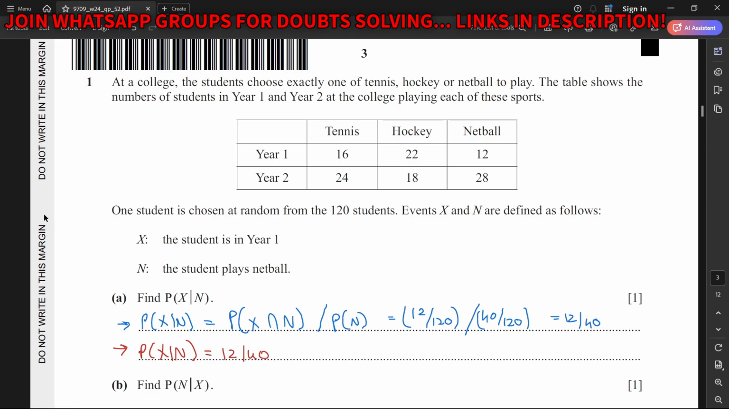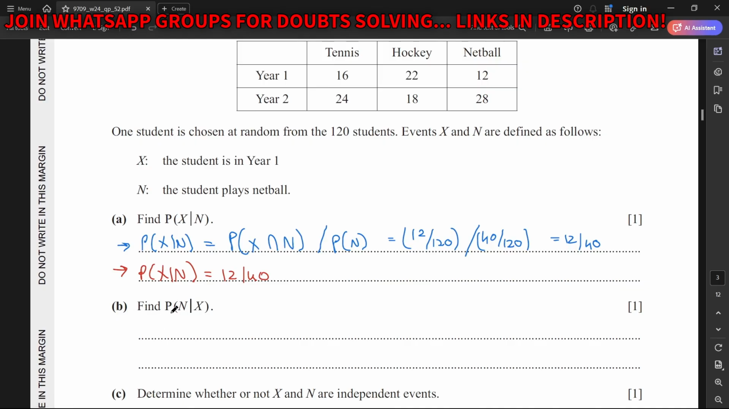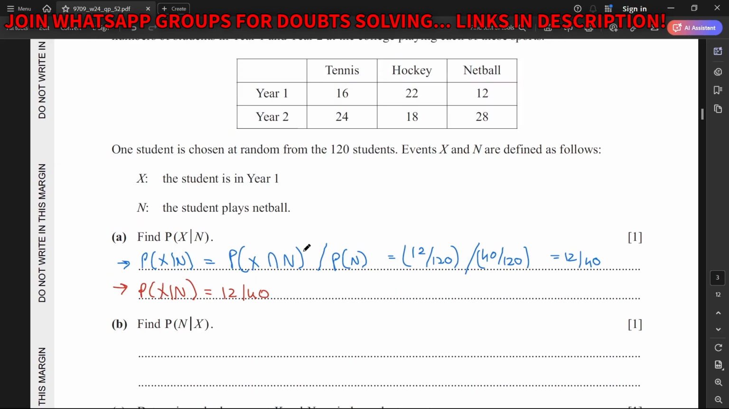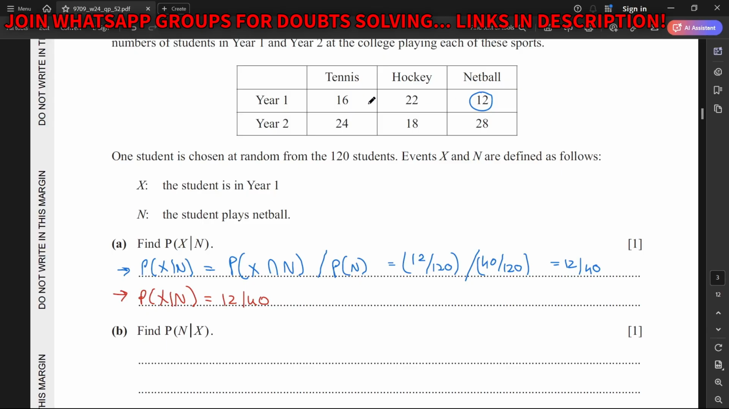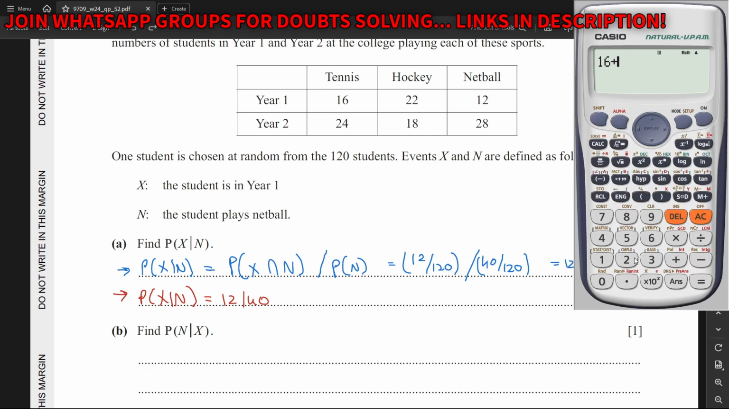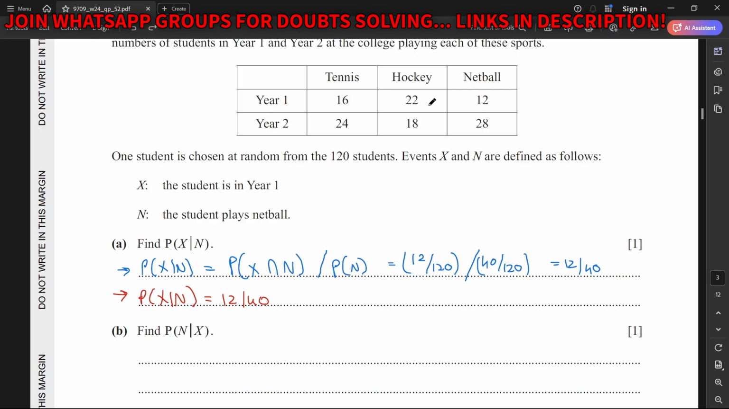And just like this, if I have to solve the second part, find the probability that the student plays netball given that the student is coming from year 1. So again 12, but this time it's coming from year 1. So if you do the total of 16 plus 22 plus 12, for that I'll just take out my calculator. 16 plus 22 plus 12, that comes out to be 50. So there are 50 students total in year 1, out of which 12 play netball, and therefore the answer will be 12 by 50. Or else you can also use the whole formula, probability of n given x.